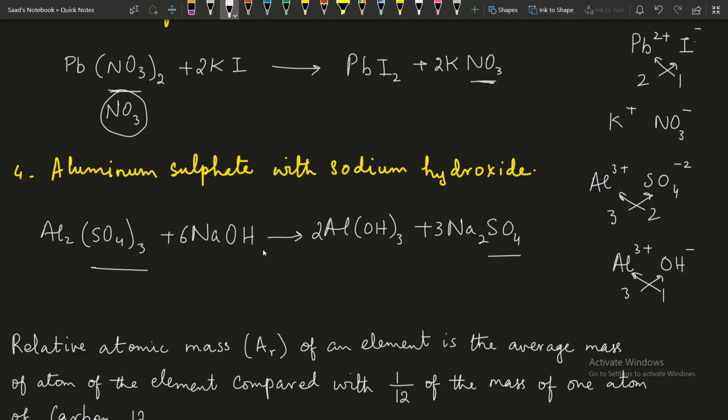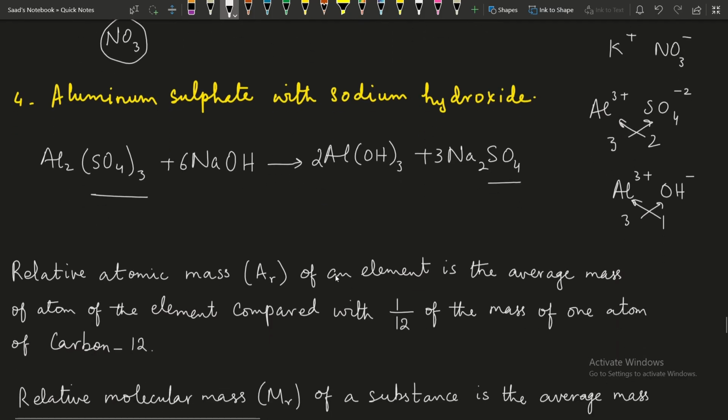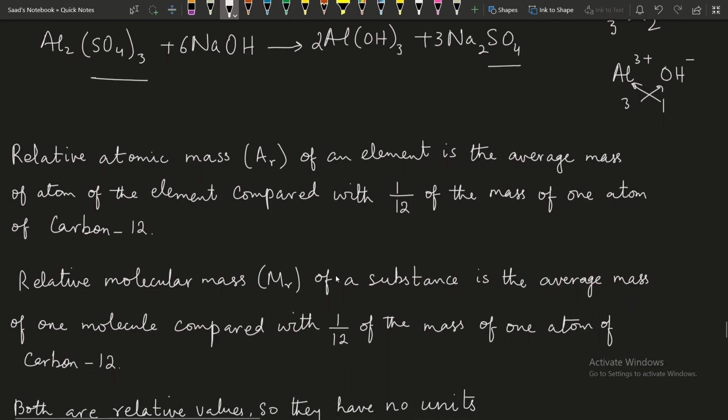Now let's see the hydroxide groups. Because aluminiums are balanced, the sodium ions are balanced, sulfates are balanced, now we are just left with hydroxides. Hydroxide is also balanced now. Okay, 2 3s are 6, so hydroxide is also balanced. So that's how we do balancing of equations.